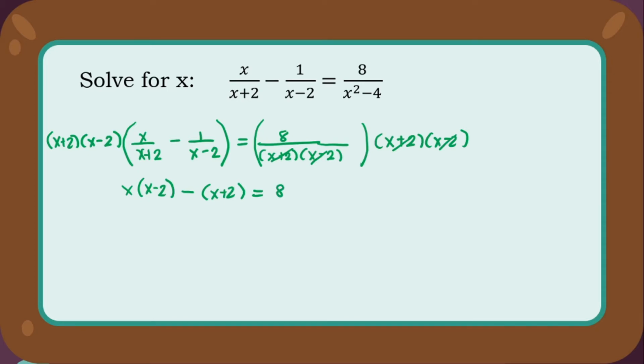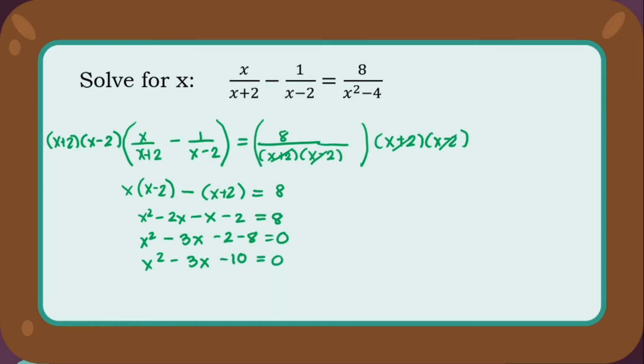So, let us now distribute x times x minus 2. x times x is x squared. x times negative 2 equals negative 2x. And then, this will now become negative x minus 2 equals 8. So, x squared. Combine like terms: negative 2x minus x is equal to negative 3x. And then, transpose 8, so it becomes negative 8 equals 0. Let us simplify the equation. This will now become x squared minus 3x minus 10 equals 0.